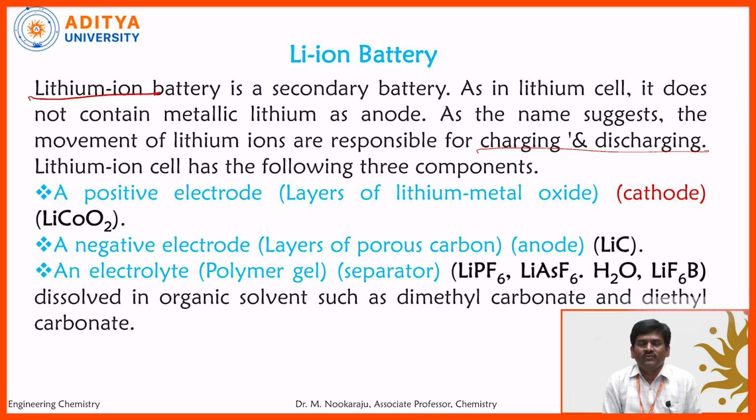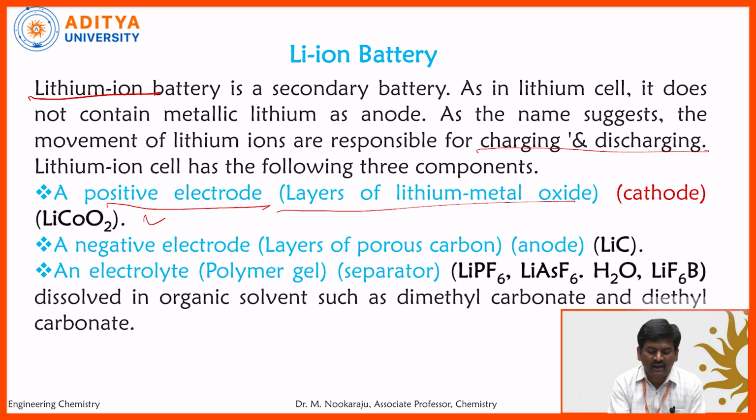Based on that, we have a spontaneous chemical reaction taking place. Like this, we have lithium ions that are responsible for the electrochemical reaction, whereas in all other batteries, the electrons transferred from the anode to cathode through the circuit play the active role. So it has a positive electrode consisting of lithium metal oxide, and a negative electrode where we have the layers of porous carbon.